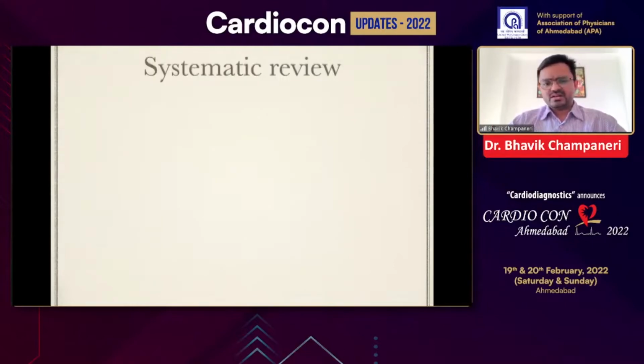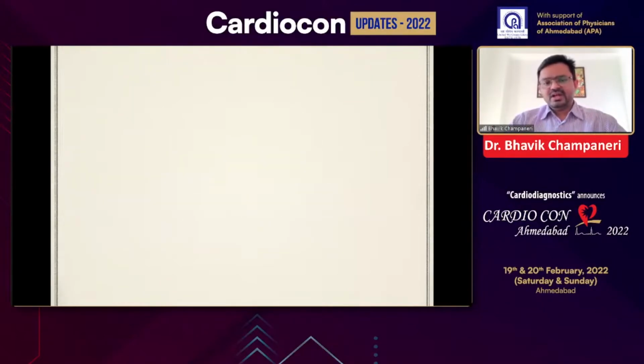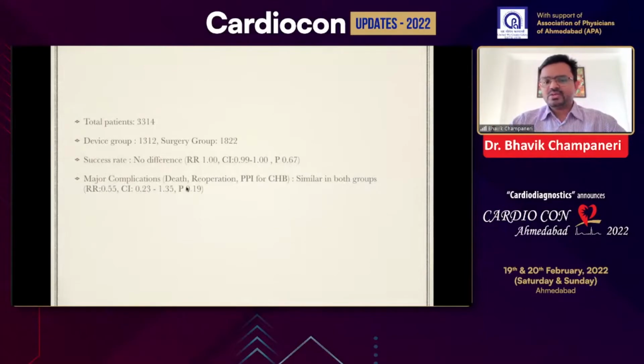This is another study which I have come across. It's a systematic review published in CATS CVI in 2015. A total of 3,300 patients were enrolled in the study. Device patients were around 1,300 and surgical patients were around 1,800. The success rate, when compared between surgery and device groups, was more or less similar with a p-value of 0.67. Major complications, which included death, reoperation, and permanent pacemaker implantation for heart block, showed no significant difference between these two groups.